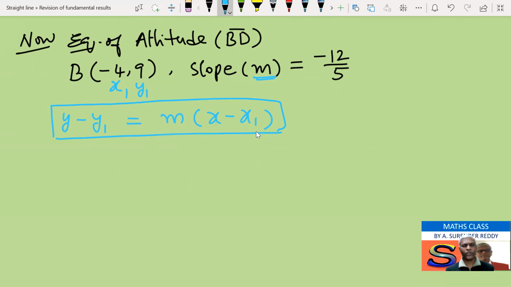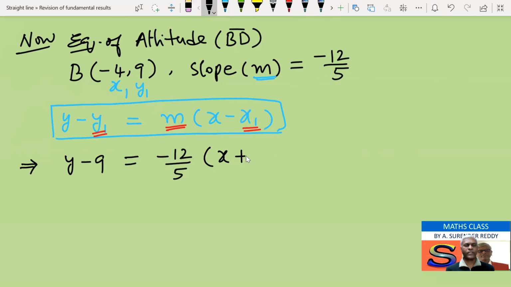వాలు బిందు రూపము అంటాం. ఒక వాలు ఒక బిందువు తెలిస్తే సరళ రేఖ సమీకరణం. ఇందులో మనకు m వాల్యూ అండ్ x1 y1 ఈ 3 అన్నోన్, ఇవి సబ్స్టిట్యూట్ చేస్తే మనకు ఈక్వేషన్ ఆఫ్ స్ట్రైట్ లైన్ వస్తుంది. We know x1, y1 and m values. So substituting these values, y1 value from the point 9, and the slope -12 by 5, and x1 value minus of -4. So this is the equation of the altitude BD.